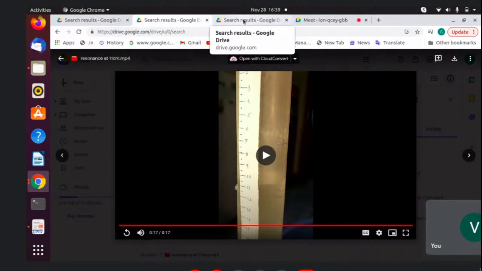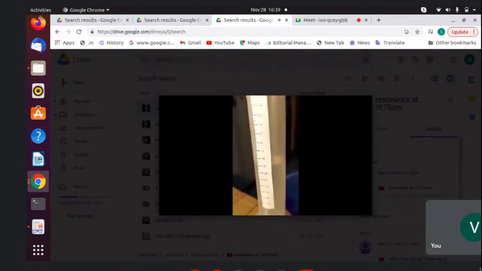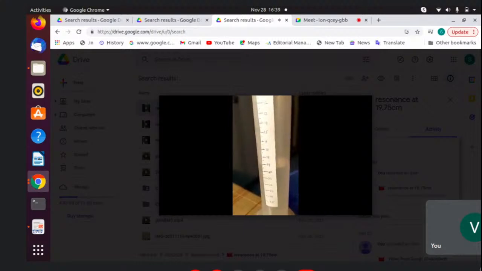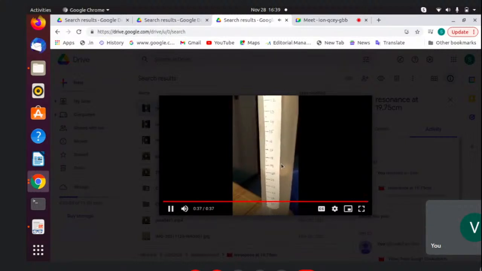I could get another resonance. Let me see. That is around 19 centimeters. So let me run it, and I will take it up to about 12. So 19. This is audible. Then there will be around 19.5. So you could clearly make out that there has been a resonance around 19.5. By looking at this video a number of times, you can probably get a better estimate of this resonance position.